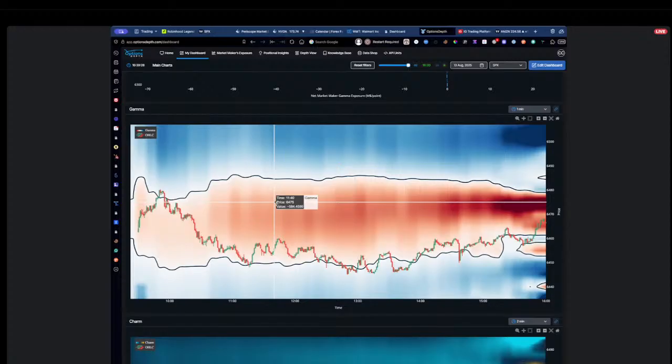And some days you have a profile that doesn't look like this. Some days you have a profile where there's just nothing going on. And they're the hardest days to trade because other things in the underlying can have a bigger impact.